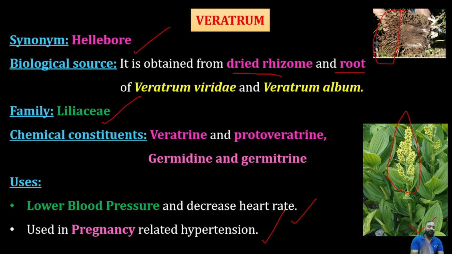Yes, the main use of this is in hypotensive, antihypertensive drugs. It is also used in heart-related conditions to reduce the heart rate, and in pregnancy-related hypotension. So this is about Veratrum: Veratrum album, Veratrum viride, family Liliaceae, with veratrin, protoveratrin, germidin and germitrin. The synonym is hellebore. So this should be noted.